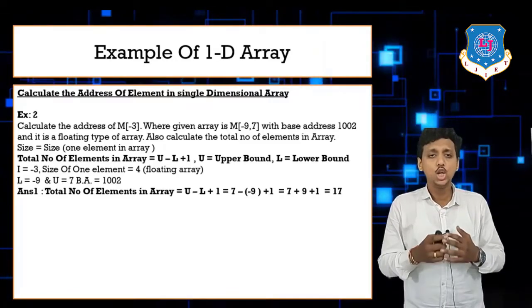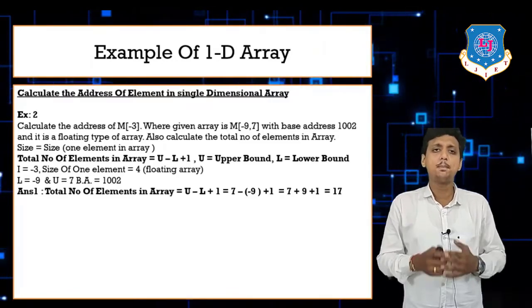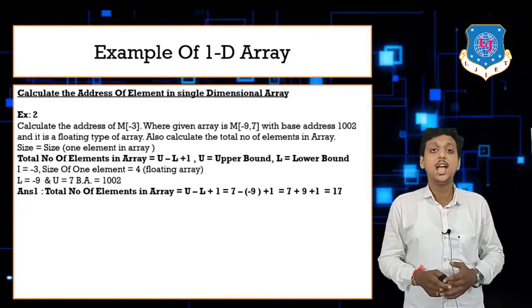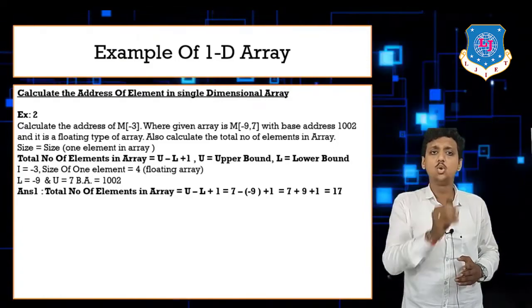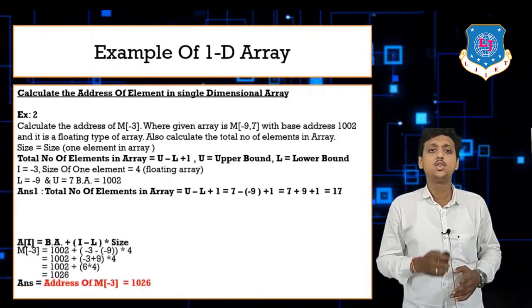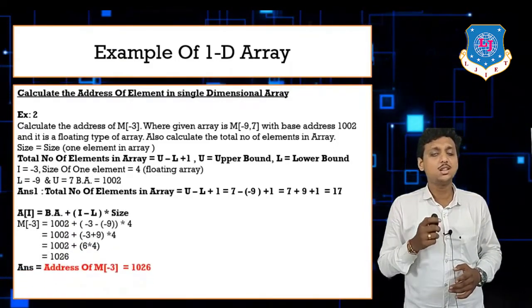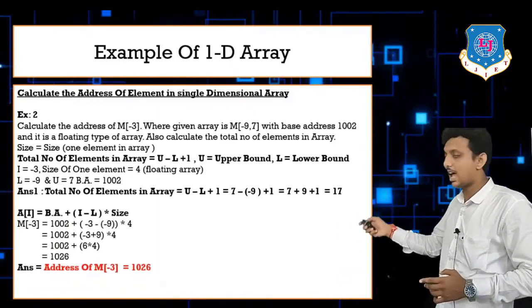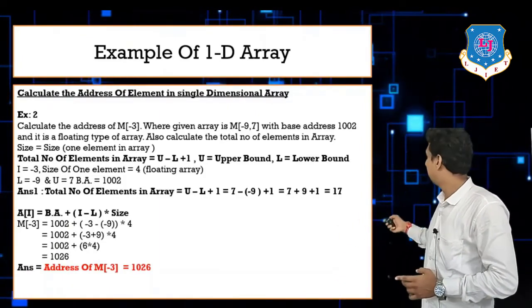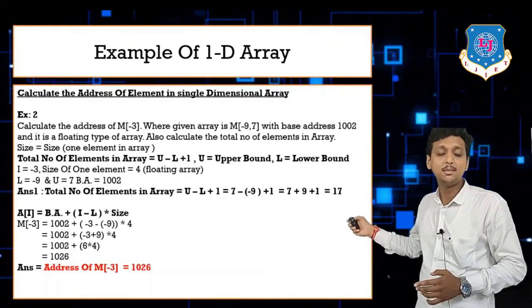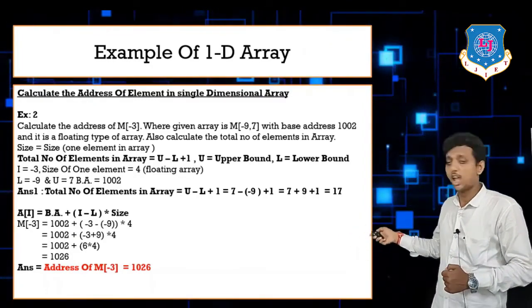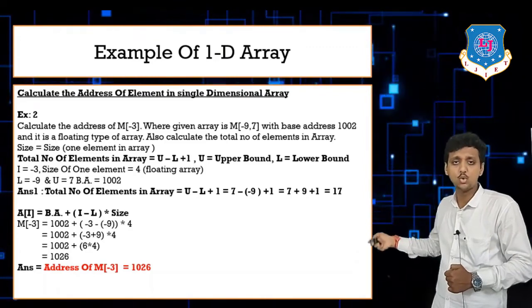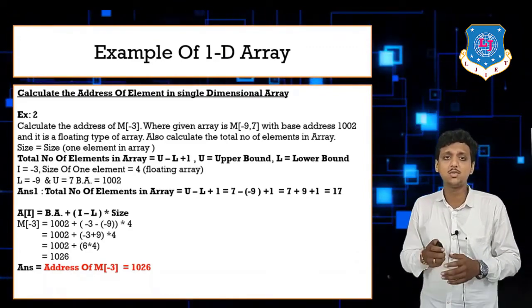Okay, lower bound is -9, upper bound is 7 and size is 4. Fine. So just put this whole thing into the formula. The formula is A of I is equal to base address plus I minus L multiplied by size. A of I, that means m of -3. So m of -3 is equal to base address. Students, base address is 1002.